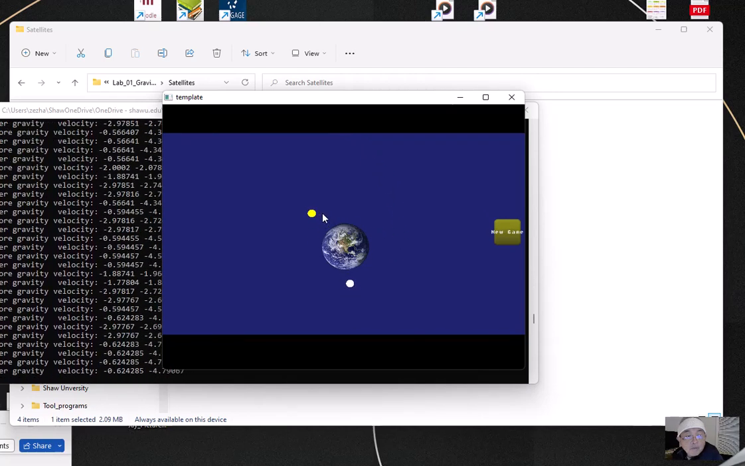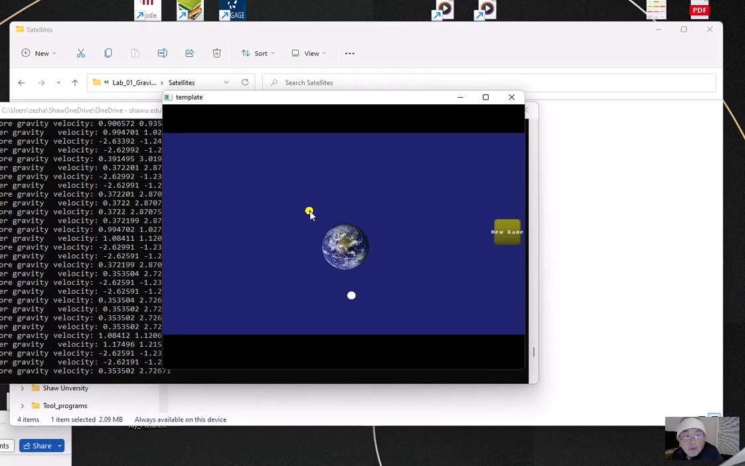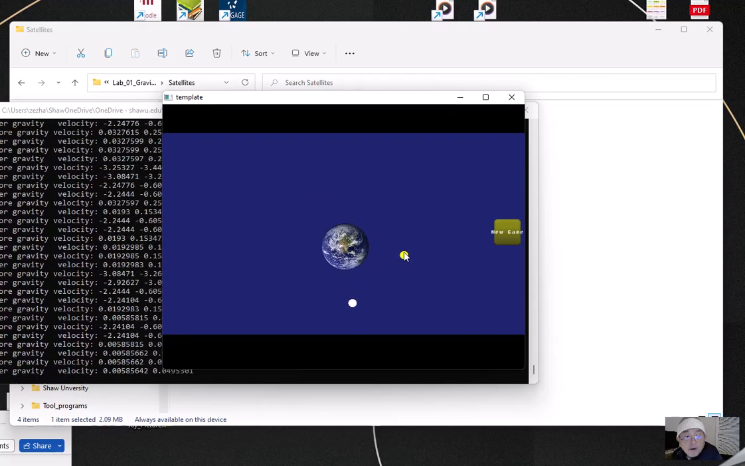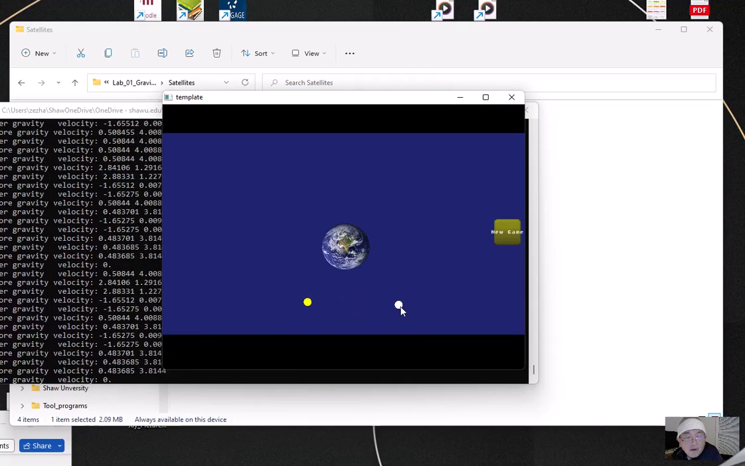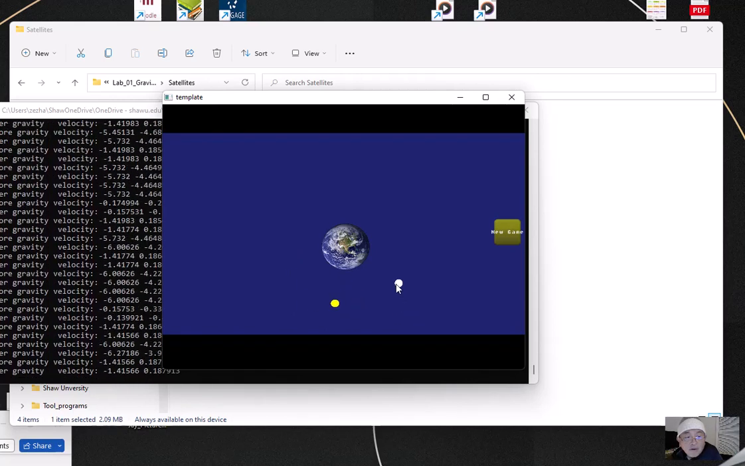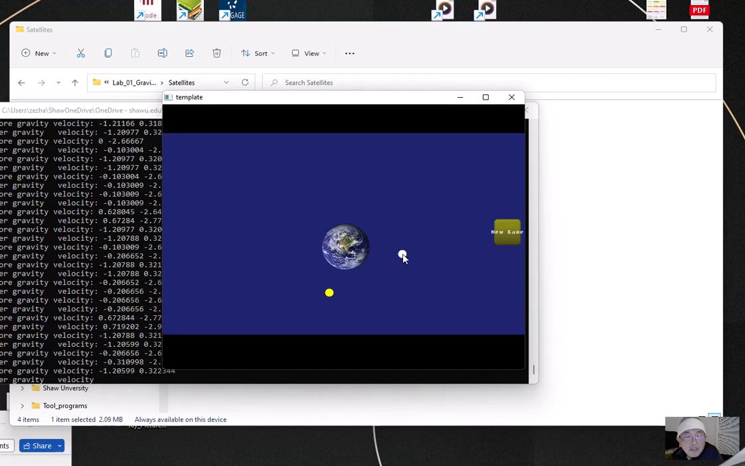Okay, that's in orbit, but it goes out of scope. That's no fun. Let me go slower. Okay, see that yellow one? It's not in the right direction. Watch. So this white one.